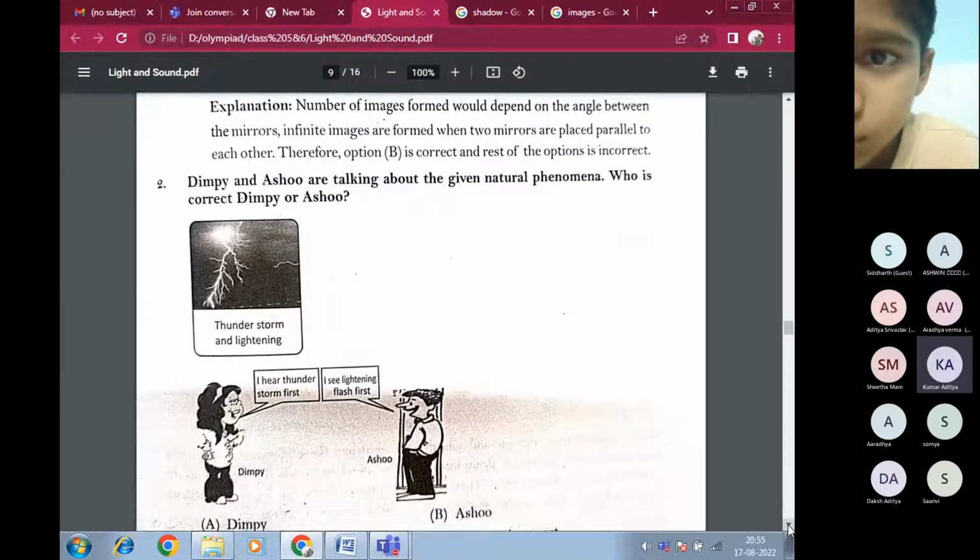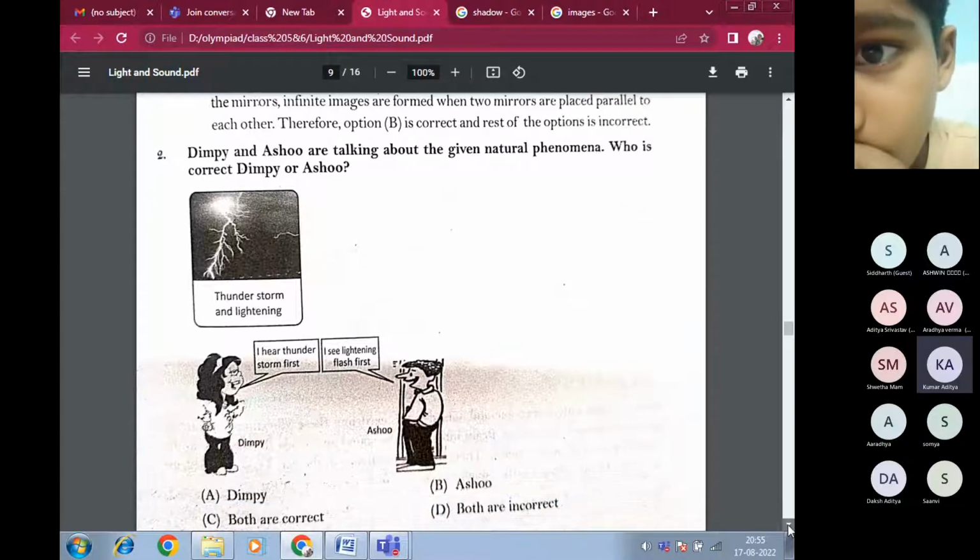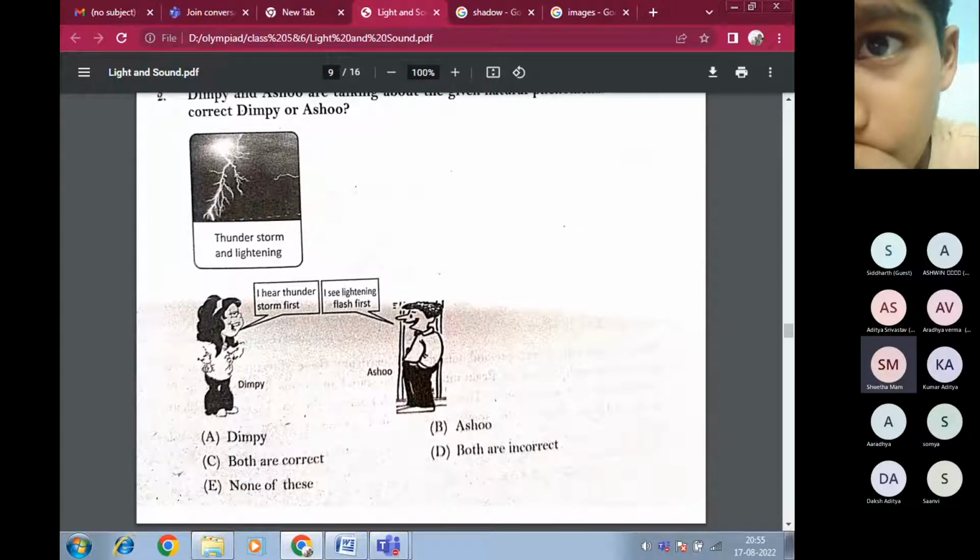Ma'am, you can show the question without showing the answer. At the back, the explanation is also written at the bottom. Okay. Yeah. The next question.